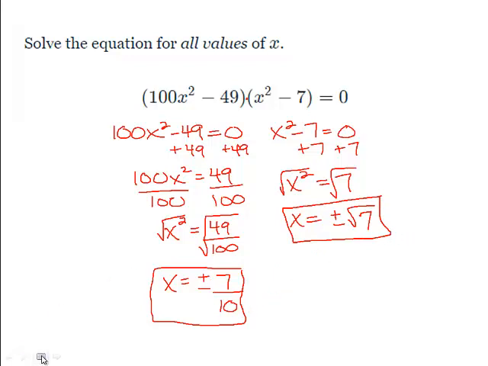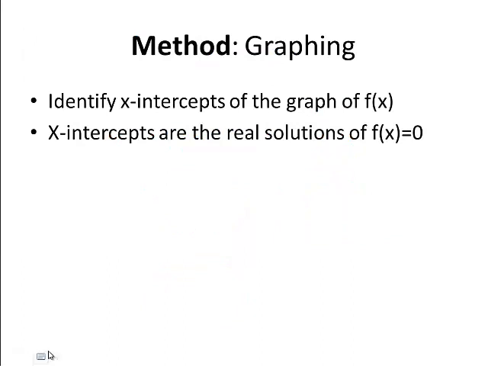Let's move on to a different method. What if we were allowed to use the graph to answer a problem? Well, what's nice is when we're solving, all we have to do is identify the x-intercepts of the graph. And it turns out that the x-intercepts are the real solutions if we were solving that equation, whatever that equation is, if it was equal to 0. Okay, so x-intercepts are solutions to equations equal to 0.